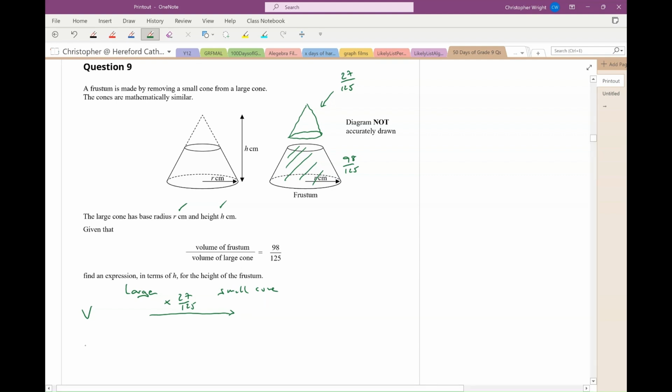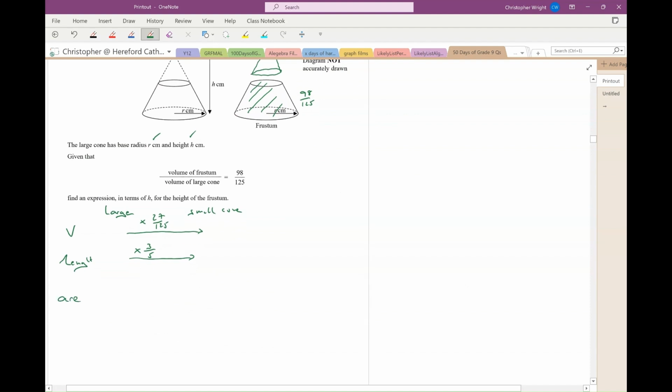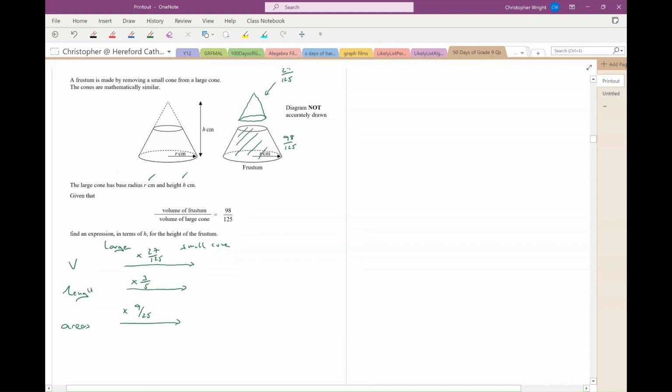So that means that if I was dealing with linear lengths, the scale factor would be the cube root, wouldn't it? So the cube root of 27 is 3, the cube root of 125 is 5. So if I was dealing with lengths, I'd be multiplying by 3/5, and if I was dealing with areas, I'd be multiplying by the square of that, 9/25. Okay, now let's just go back to the question.